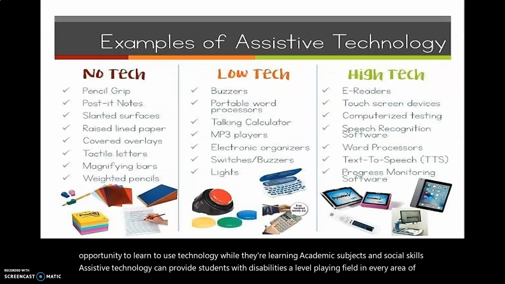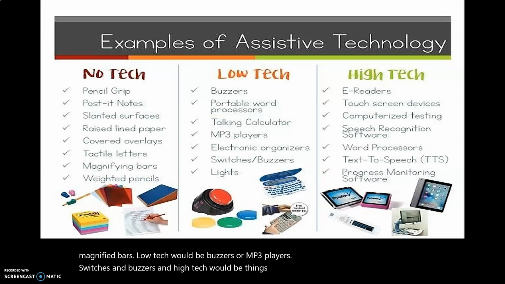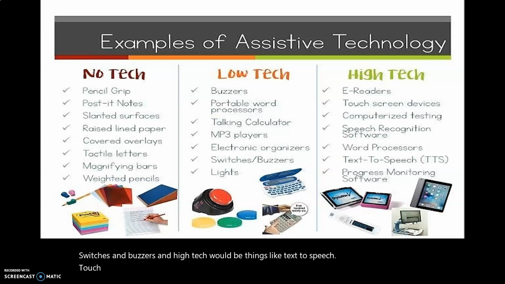Some examples of assistive technology: low tech would be things like a pencil grip or magnifying bars. Mid tech would be buzzers or MP3 players, switches and buzzers, and high tech would be things like text to speech, touch screen devices, and computerized testing.